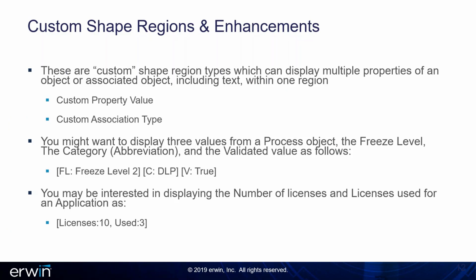Now there's another type of shape region called custom. So there's a custom shape region and enhancement that you might have noticed when we were going through and filling out our shape region choices in a palette. So they're called custom because they allow you to determine what will be shown in the properties. So you can actually specify a string of information. So for instance, you can specify a custom property value or a custom association type, and you may want to display three values from a process object, for instance, the freeze level, the category, and the validated as it's shown here. So this is an example of how you can display this information.